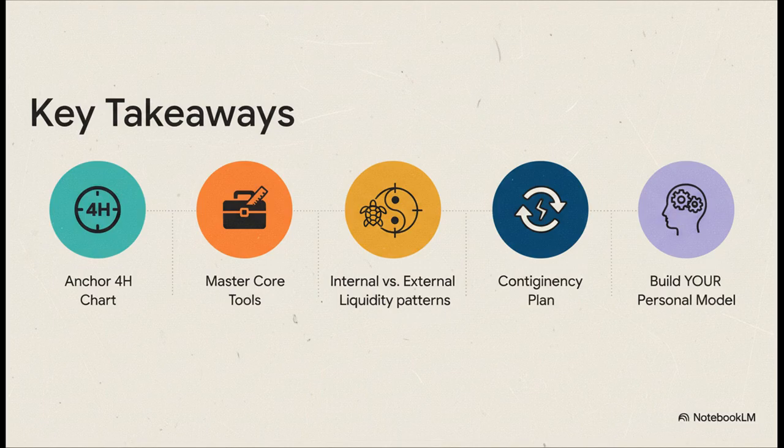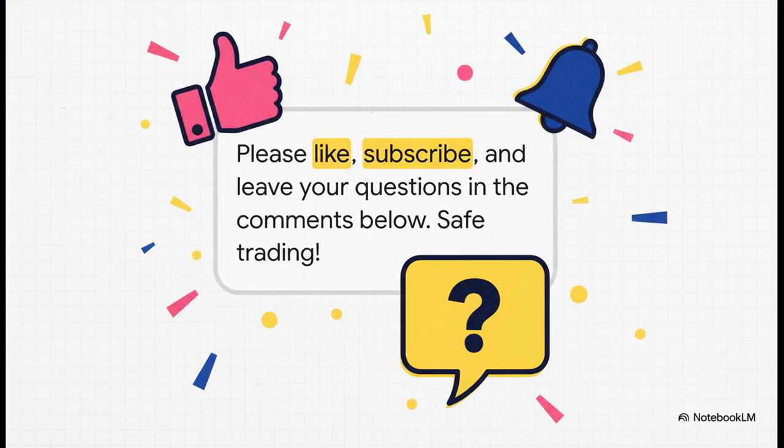All right, so let's boil this entire year of content down to a few key rules. Number 1, anchor your entire analysis on the 4-hour chart. Number 2, absolutely master those core tools, the CPDR, Asian range, and float. 3, focus like a laser on the 2 primary patterns, internal versus external liquidity. 4, always have a contingency plan with your breakers. And finally, the most important one, take all of this and build your own personal model, and then trade it with unshakable discipline.